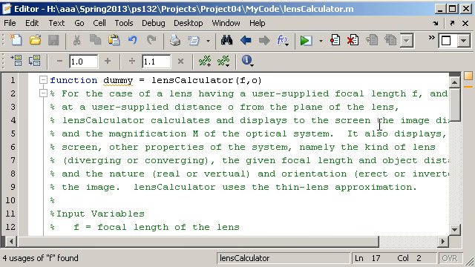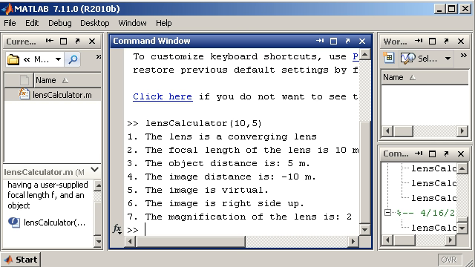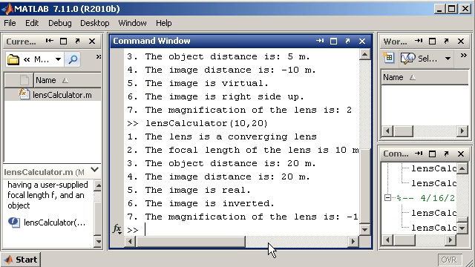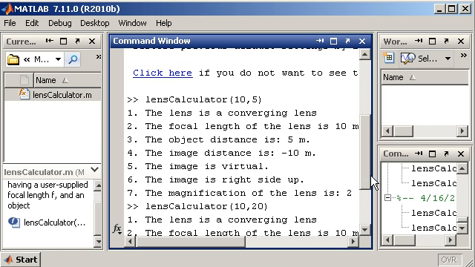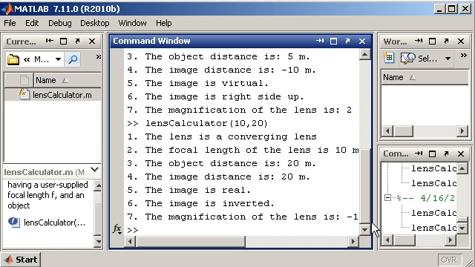And that does it. I think I want to, since I haven't saved it, so apparently I didn't change anything, but just to make sure, let's make that a 20. And it turns into a real inverted image when I make the object distance greater than the focal length. So I think I've got it. Let's call that a wrap for project 4, video number 3.